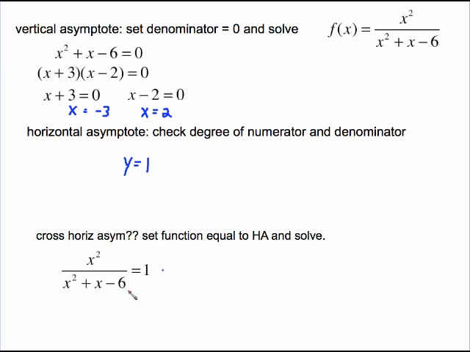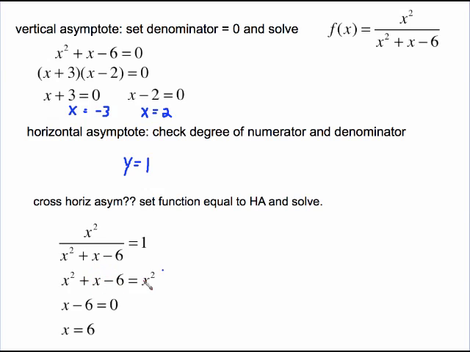Does our graph cross the horizontal asymptote? Well, we're going to set the function equal to the horizontal asymptote and solve. So I can give this a denominator of 1, cross multiply. And I have this. If I subtract x squared from both sides, I now have x minus 6 equals 0. And I finally have an equation that has been solved, x equals 6. That tells me the curve does cross the horizontal asymptote at x equals 6. So that means we're going to have to extend our chart a little further than we ordinarily would.